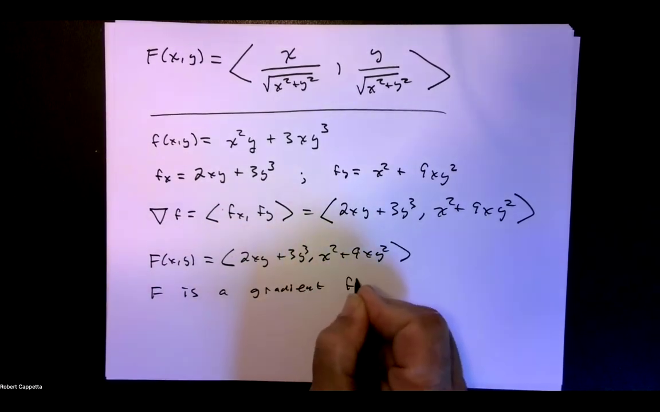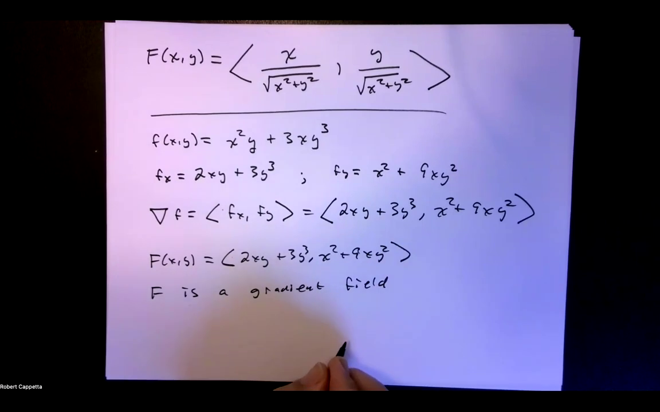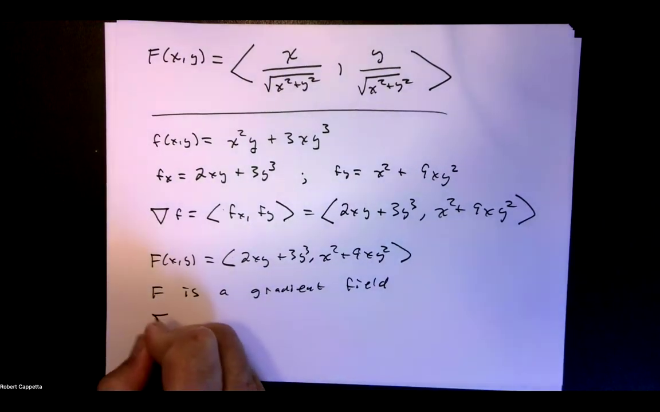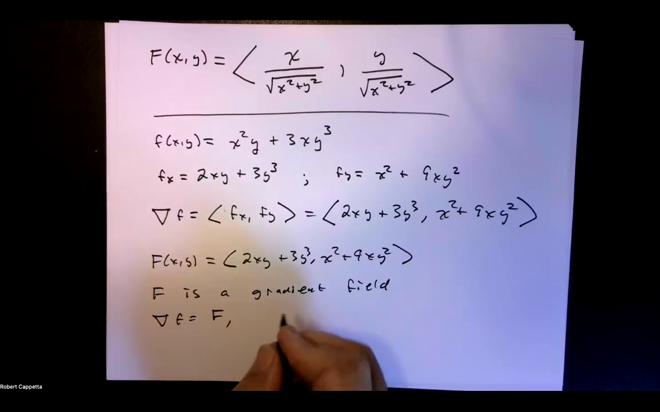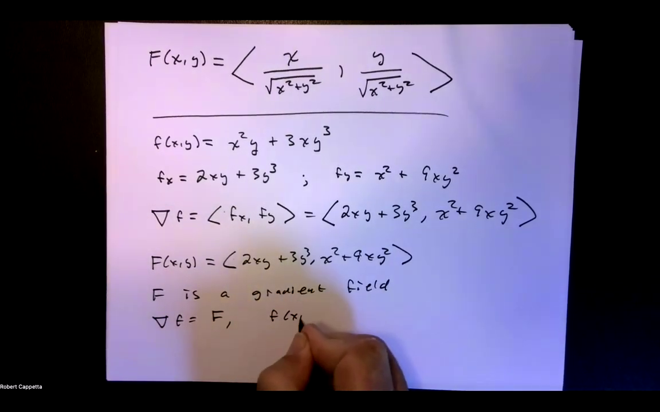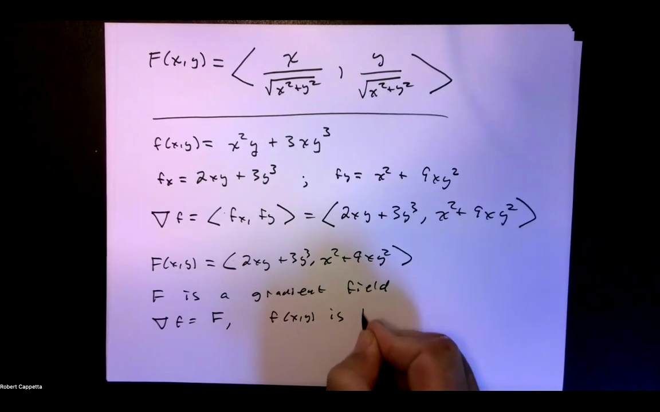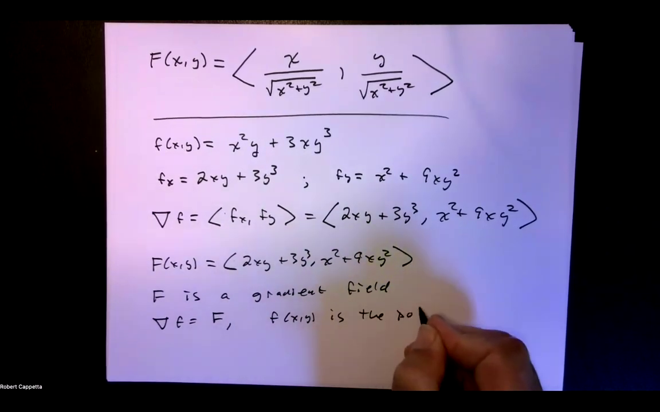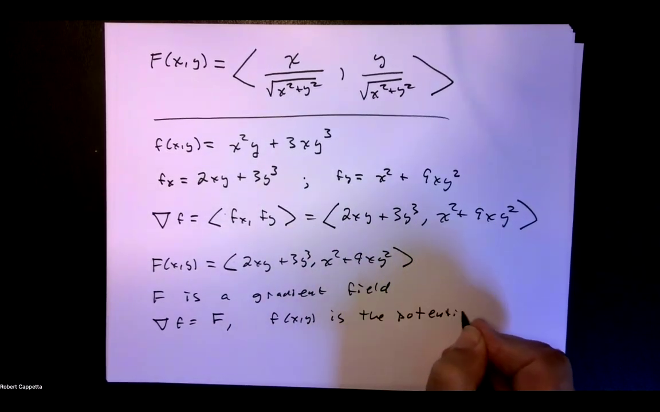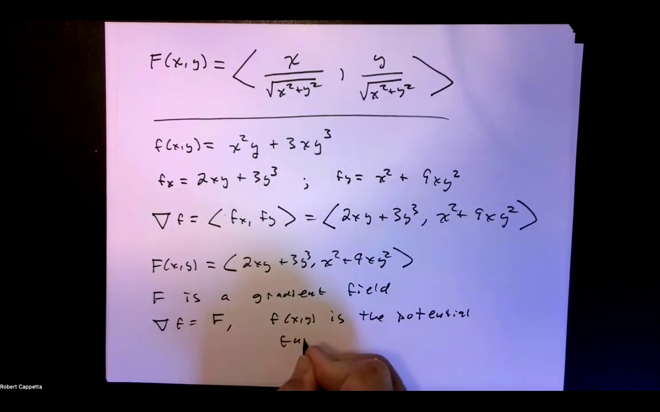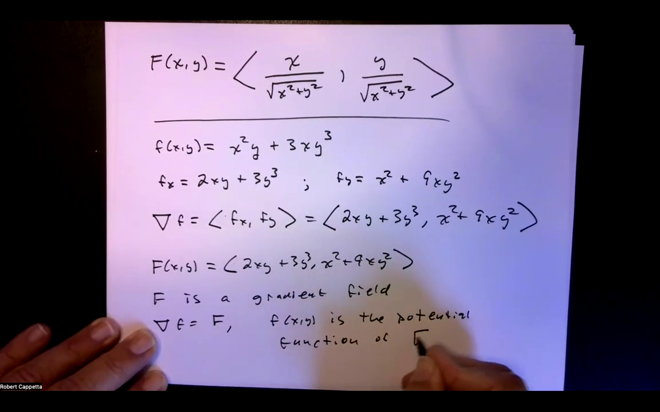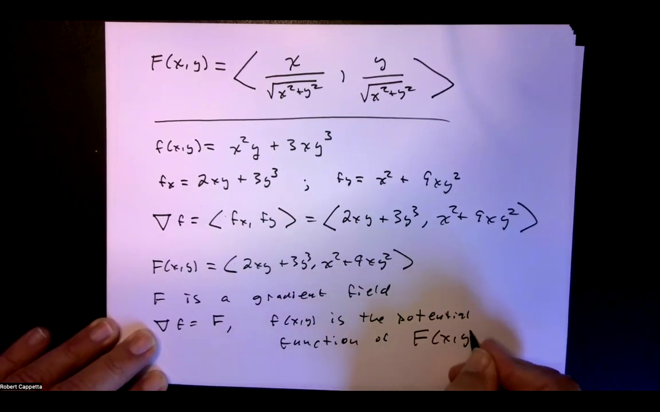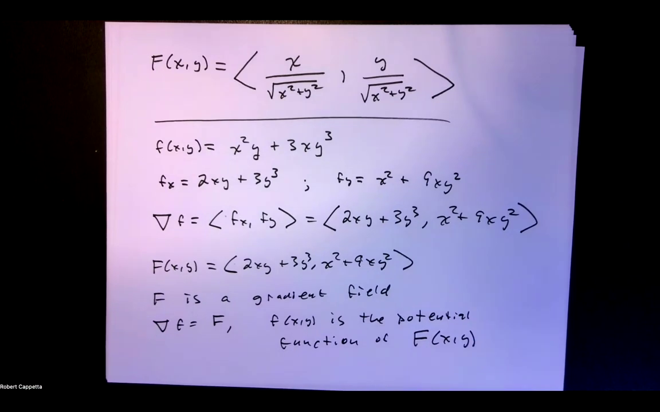And what is little f? Little f kind of defined it, right? The gradient of little f equaled big F. And we say little f is its potential function. So little f of xy is the potential function of big F of xy, which is the gradient field. Make sure I'm clarifying my little f's and my big F. Little f is the potential function. Big F is the vector field.